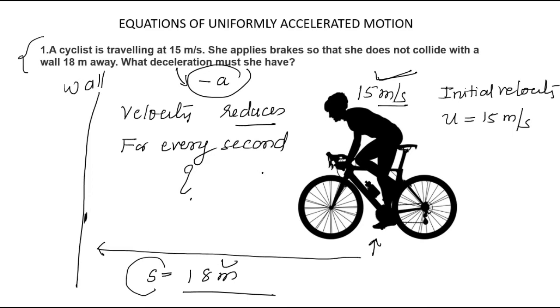The situation, u is given, s is given, and one more thing which is to be taken here is final velocity. Now quickly think of what is the final velocity in this case. She applies a brake and finally she is going to stop here, and therefore when she stops, that is at rest, and so final velocity is 0. So with this information we'll go ahead.